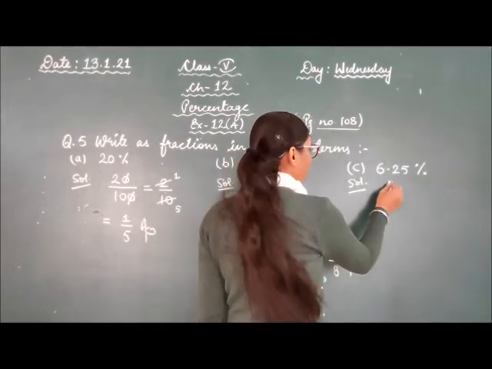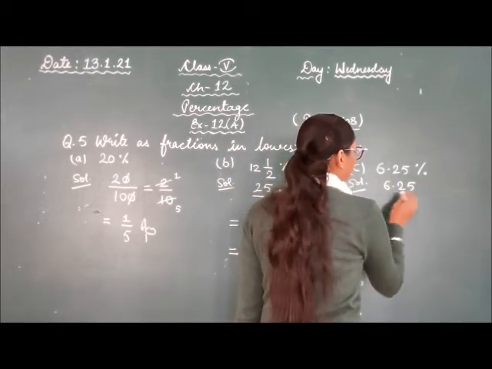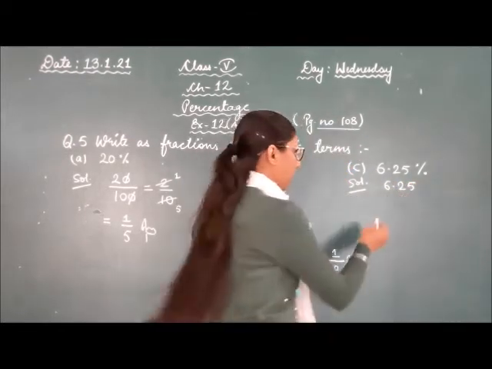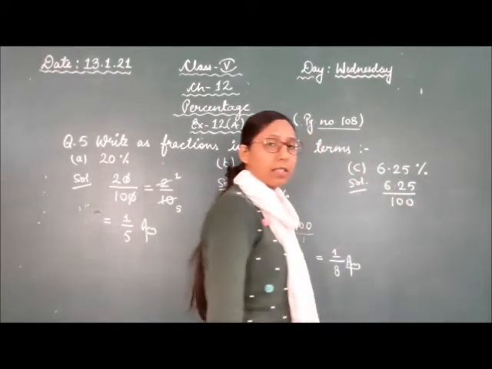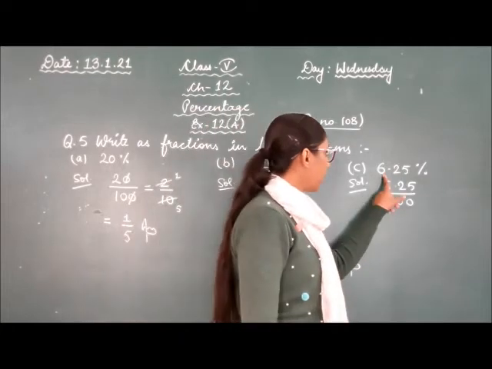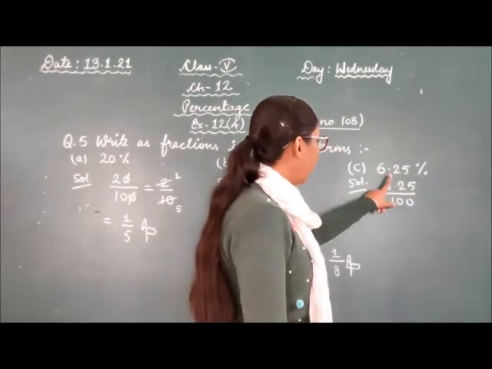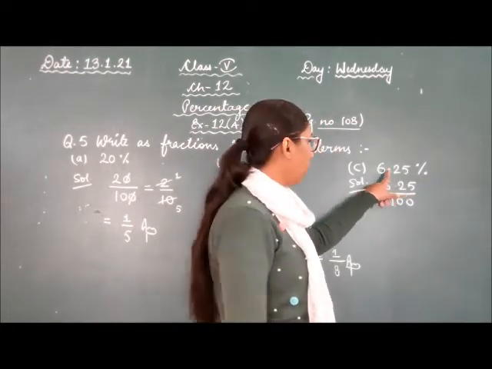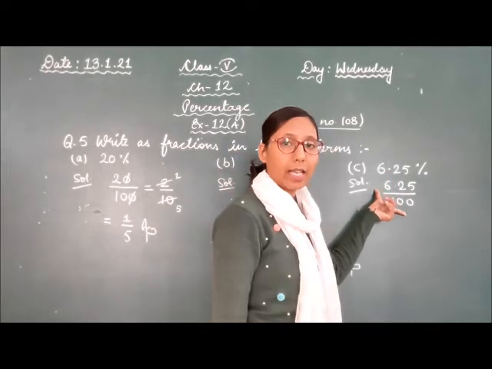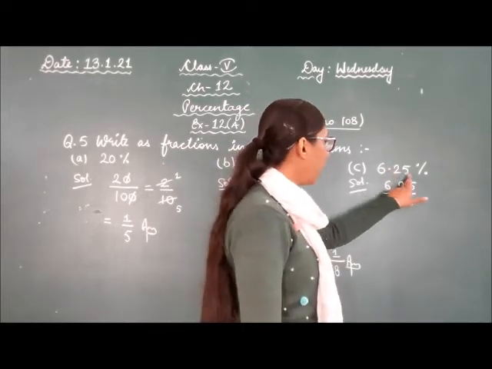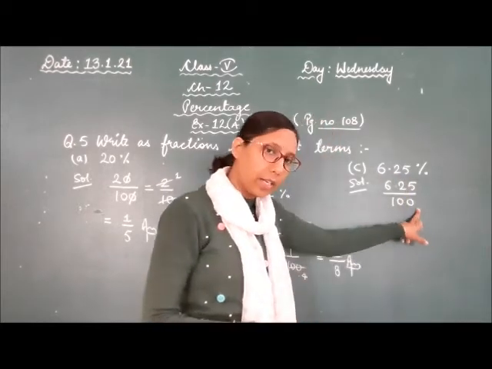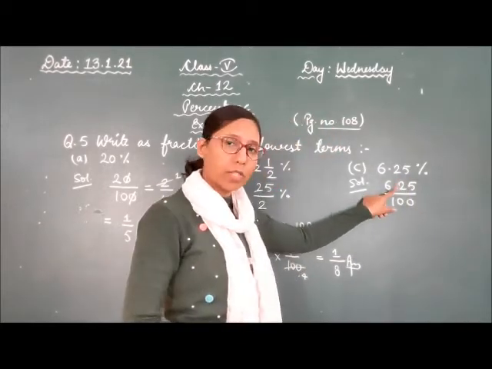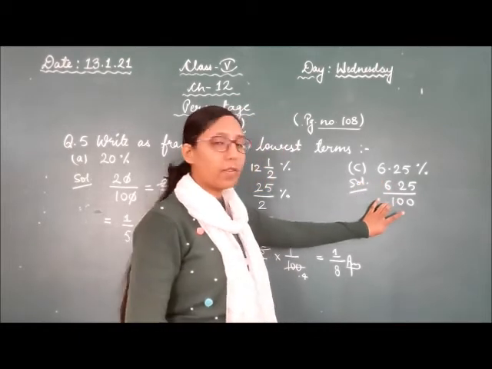So we are going to write the 6.25 as 625 by 100. We are going to remove this point because this is a decimal number, and when we divide this by 100, we are going to write it like this as a fraction. So after the point there are two digits, so according to two digits we are going to write 100, and इसका जो point है वो remove हो जाएगा. So the fraction is 625 by 100.